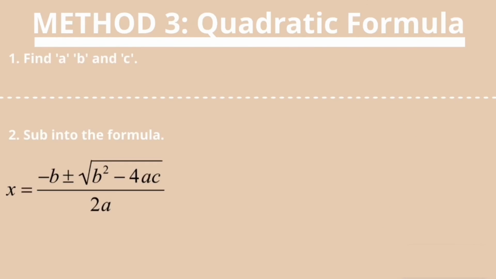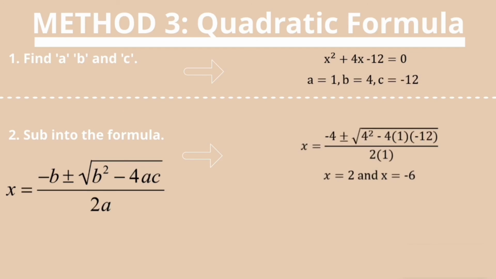The final method is the quadratic formula. First find a, b and c. We did this earlier. A is 1, b is 4 and c is negative 12. Then sub these numbers into the formula. You are given the formula on the formula sheet, so no need to memorize it. I put the formula on the left side and I subbed all the numbers in on the right side.